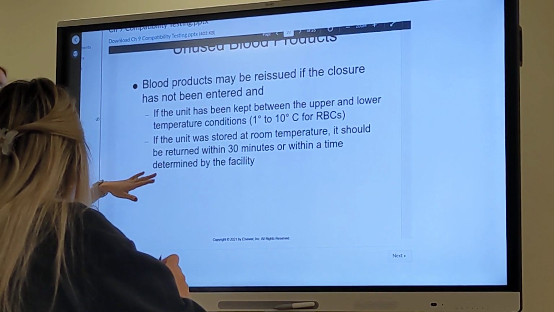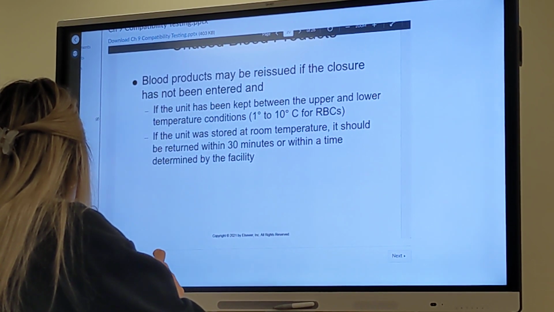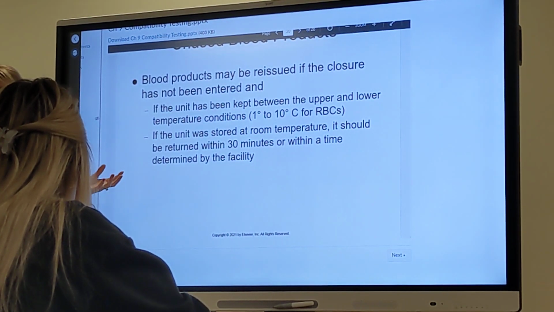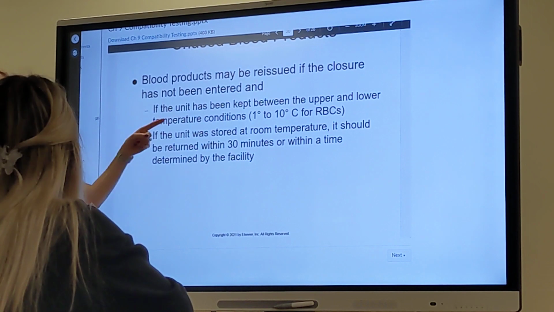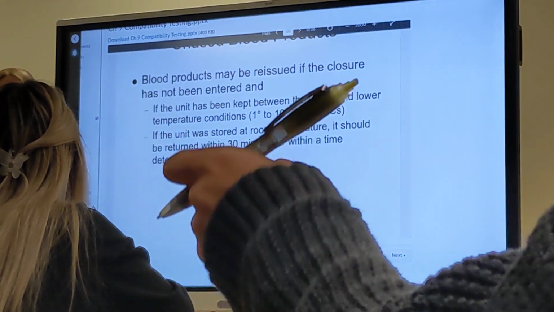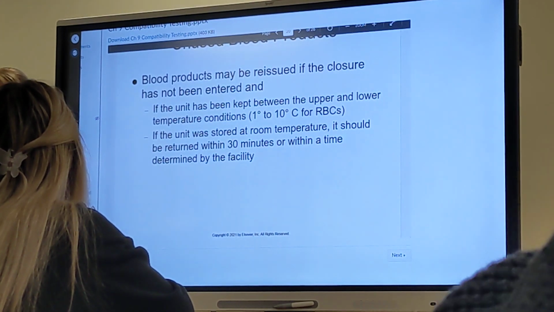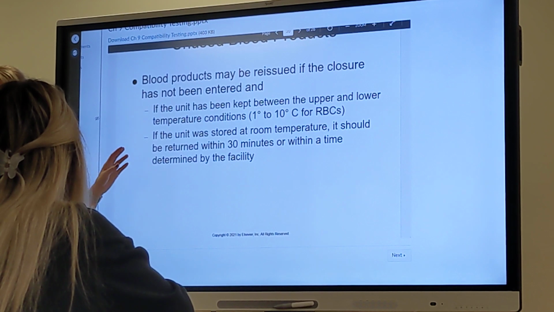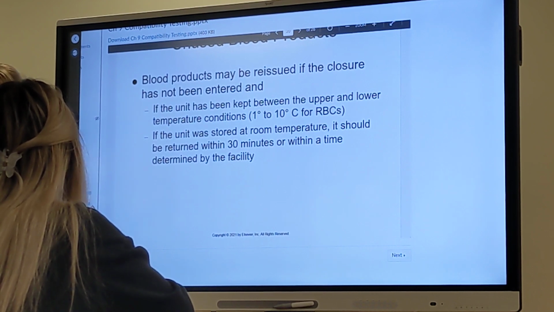If it was stored at room temperature, it has to be returned within 30 minutes, or within a time frame determined by the facility. When I first started working, they said 30 minutes. But if that unit is warmer than 10 degrees, you can't use it anymore. We took the 30-minute rule away, and we had an infrared temperature thing. You would check the temperature when the nurse brought it back, and if it was out of temperature, you quarantine it, you can't use it.